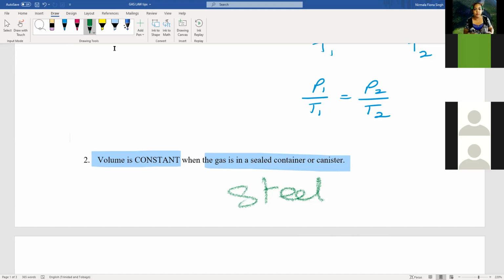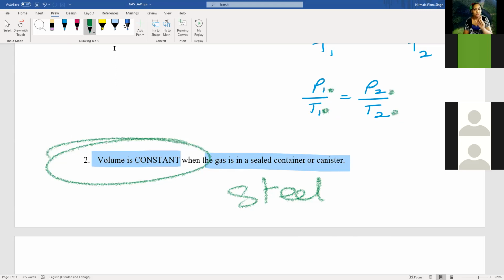So the volume of the air, or whatever our gas is, is not going to change. We take that to mean that the volume of the gas is constant. What does that mean? When we come to the equation, we end up just taking it out of the equation.